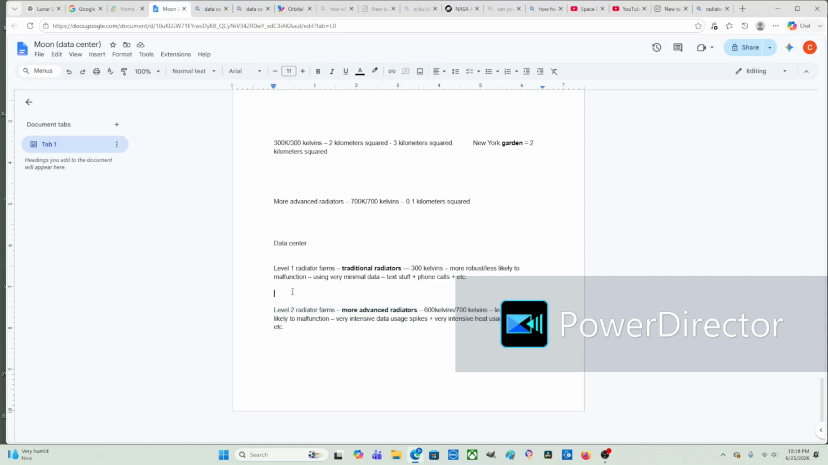So if they wanted to, for one data center, it could be 10 traditional radiators, although I'm not sure about the price of this, and let's just say 3 advanced radiators, or it could be 10 traditional radiators and 1 advanced radiator, just to see how things go. Okay, anyways, hopefully you have understood what I was talking about.